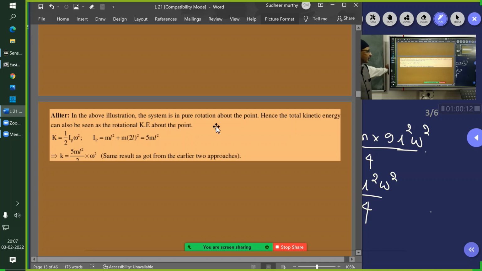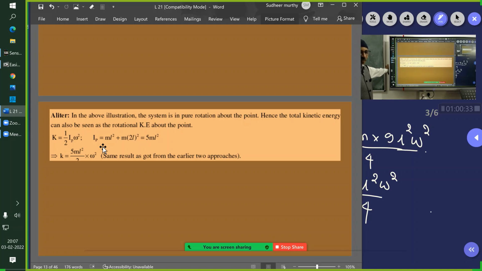In the above illustration, the system is in pure rotation about the point P, and the total kinetic energy is seen as rotational kinetic energy. Half I omega square, where I is ml square plus m into 2l square, that is 5 ml square. So K is equal to this. If you consider the point P, then it is pure rotation. Now you got the idea?